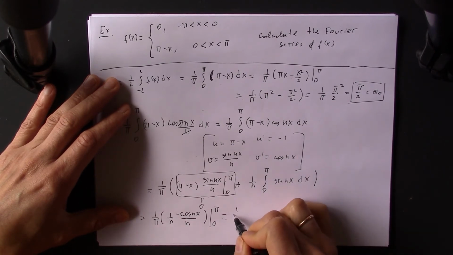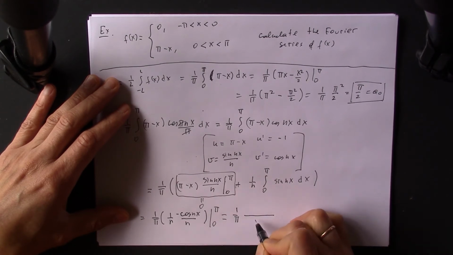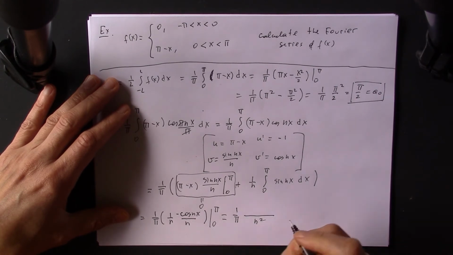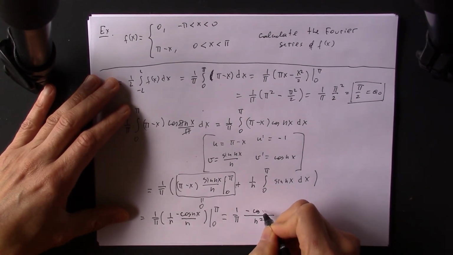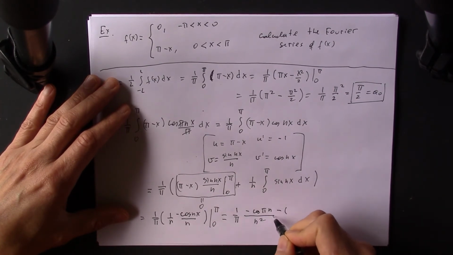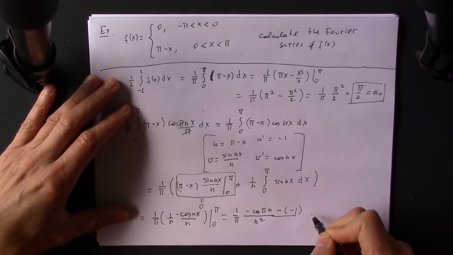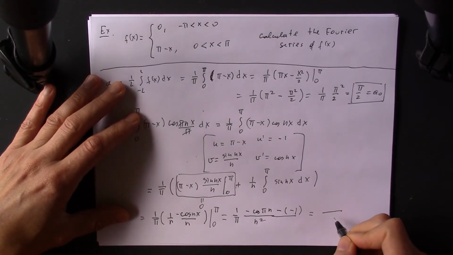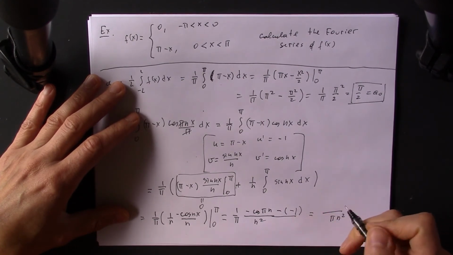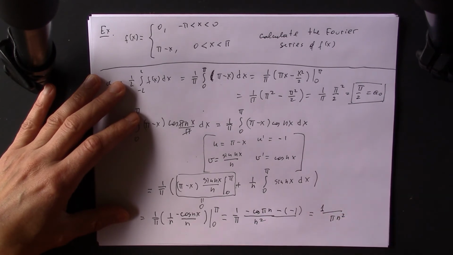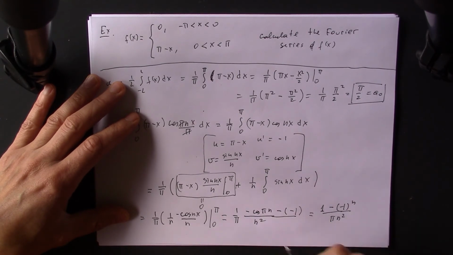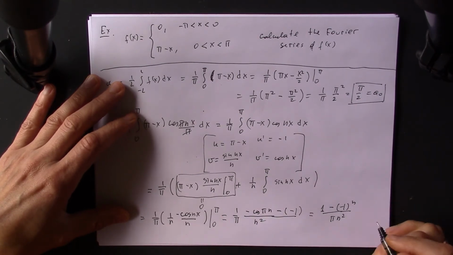Substituting, we have n times n squared. Substituting pi for x, we're going to get negative cosine of pi n, and substituting 0, we're going to get minus 1. So finally we're going to get pi n squared in the denominator, minus minus gives us plus, 1 minus negative 1 to the n, which is the same expression as cosine of pi n, and that will be our an.